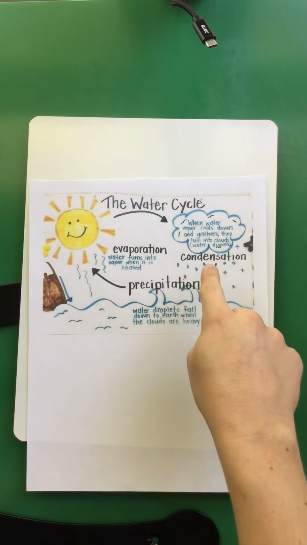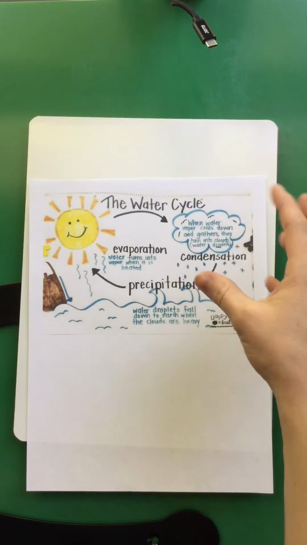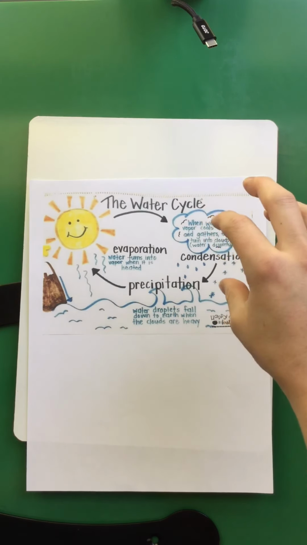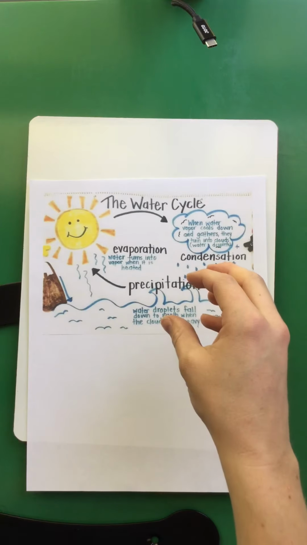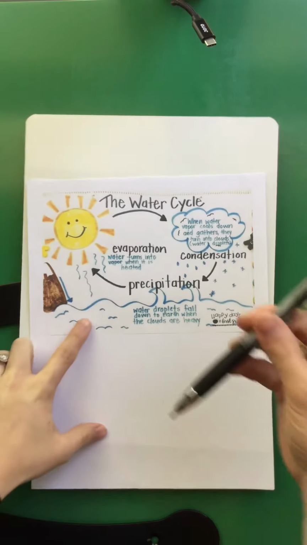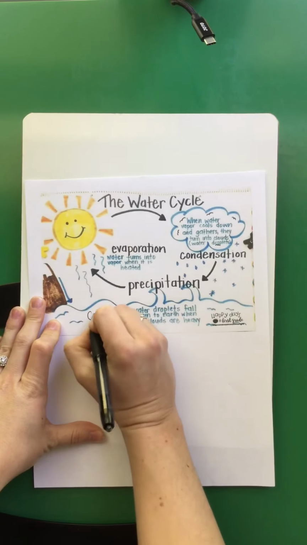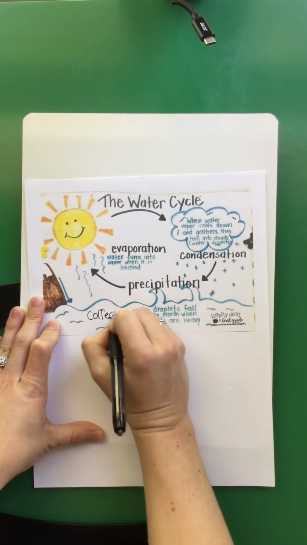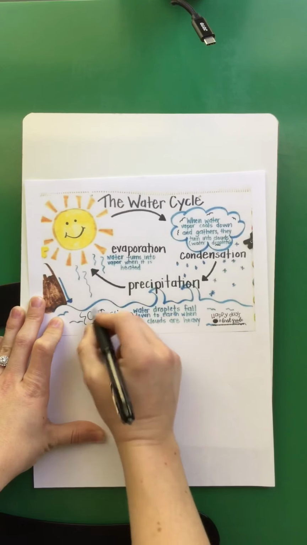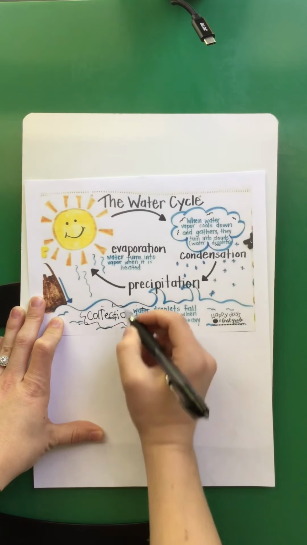So we had condensation, which was when the water vapor cools down in the clouds. It turns into clouds and then it turns into water droplets. And then it comes down as precipitation. So water droplets fall down to the earth when the clouds are heavy. And one thing that this chart doesn't show you was collection down here. That was when it all gathers in the ocean right here, or a lake or a puddle.